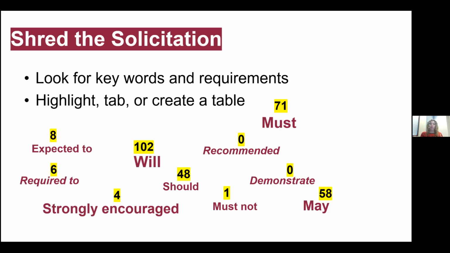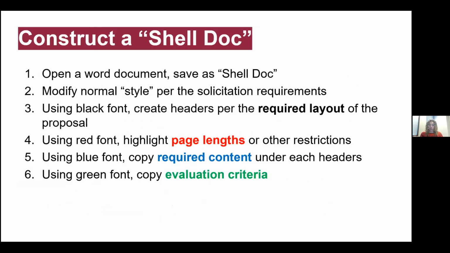So once you have your highlighted document or your short list of requirements you want to be sure to address, we're going to construct a shell document. Here I'm going to pull up what I mean by shell document. Essentially, you're going to open up a Word document and save it as the proposal shell document. What we suggest is that you modify the styles feature in Word to meet the sponsor's requirements.